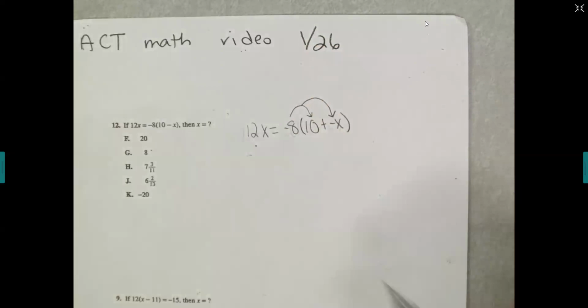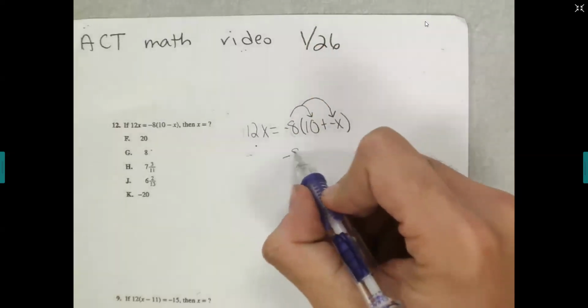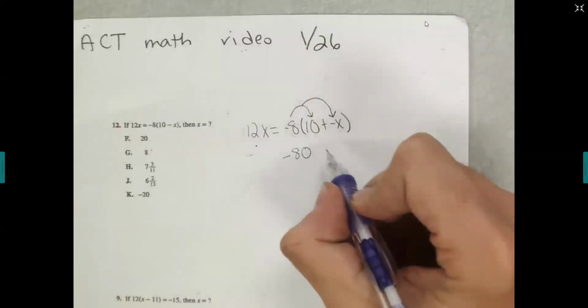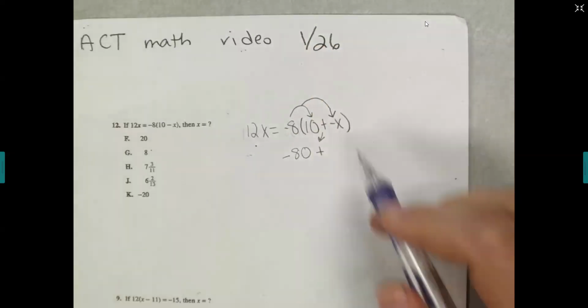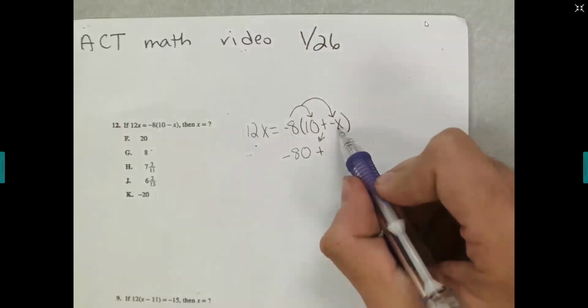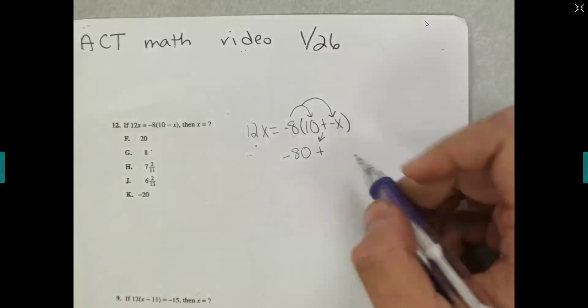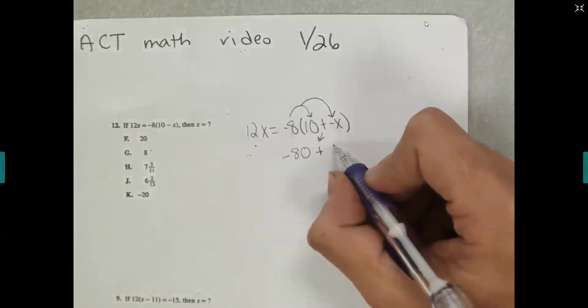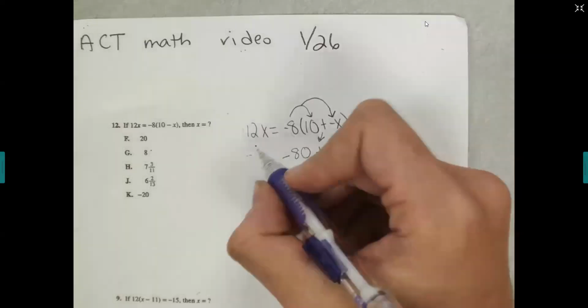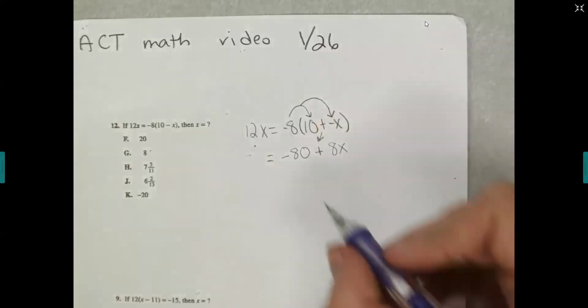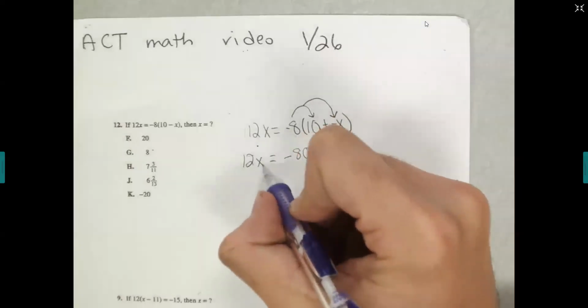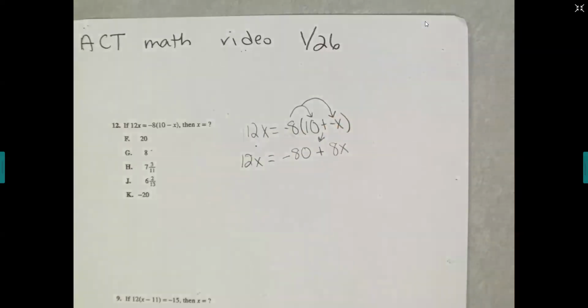So I'm going to distribute this 8 by multiplying -8 times 10, which is 80. Plus, I'm just going to bring my addition sign down. -8 times -x, which gives me 8x. When you take a negative times a negative, it gets rid of that negative, and your answer becomes positive. And then over here, I still have my 12x. That did not change.